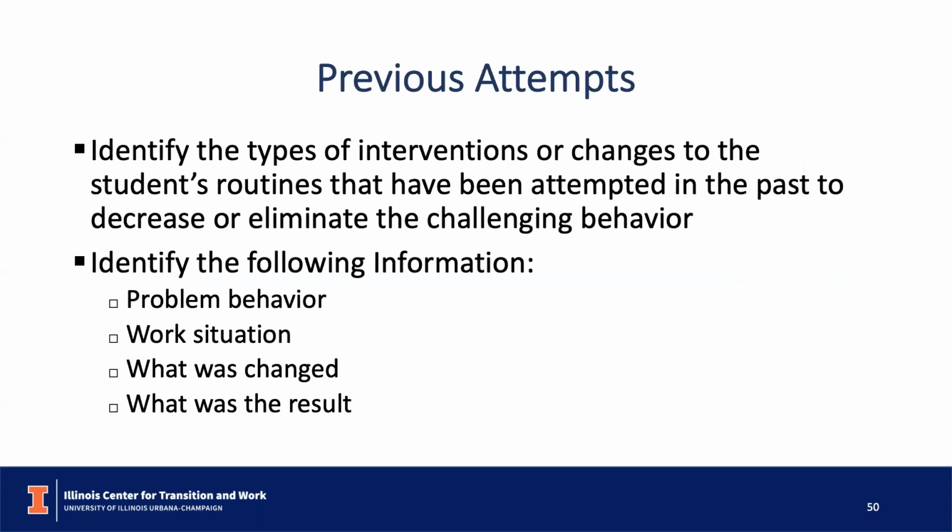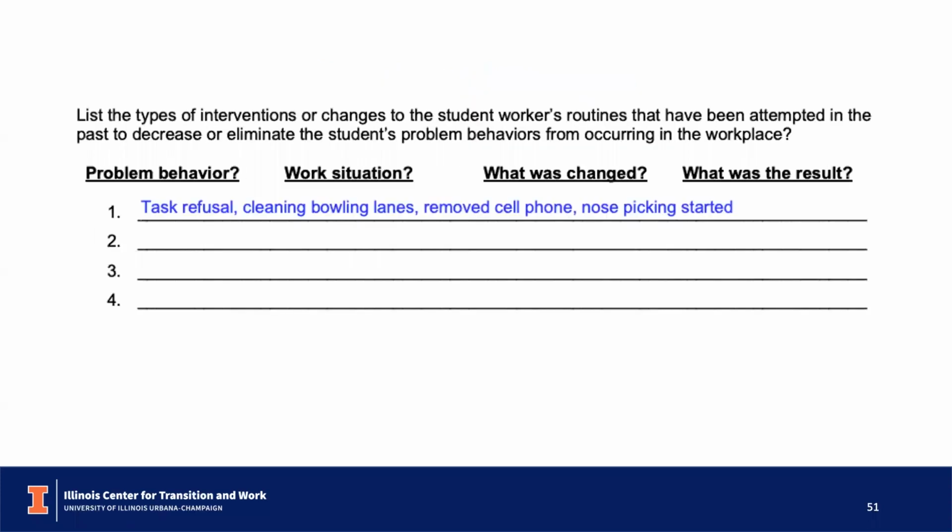You're also going to want to document previous attempts. So you want to identify any interventions or changes that have been made to the student's routine that have attempted to address or eliminate the challenging behavior. You want to identify the problem behavior, the work situation, what you changed, and what was the result of that change. In Tony's situation, if you remember, an ecological assessment was done. In the past, they have addressed task refusal in the work situation of cleaning the bowling lanes by removing his cell phone. And the result of that was it only increased his nose picking.